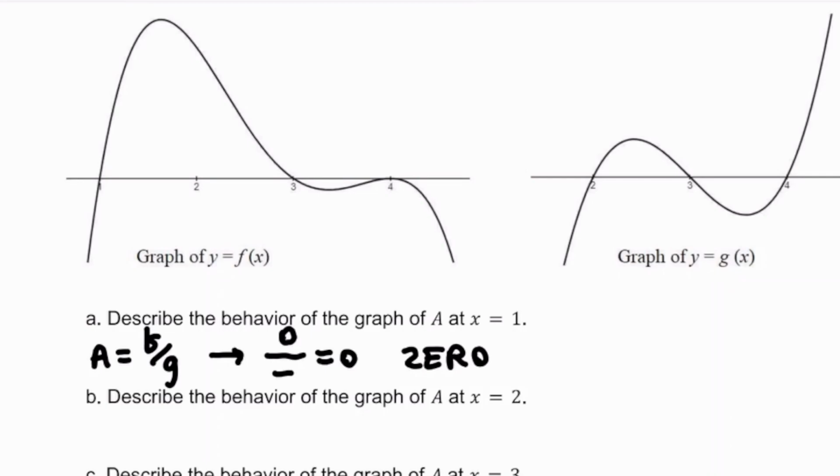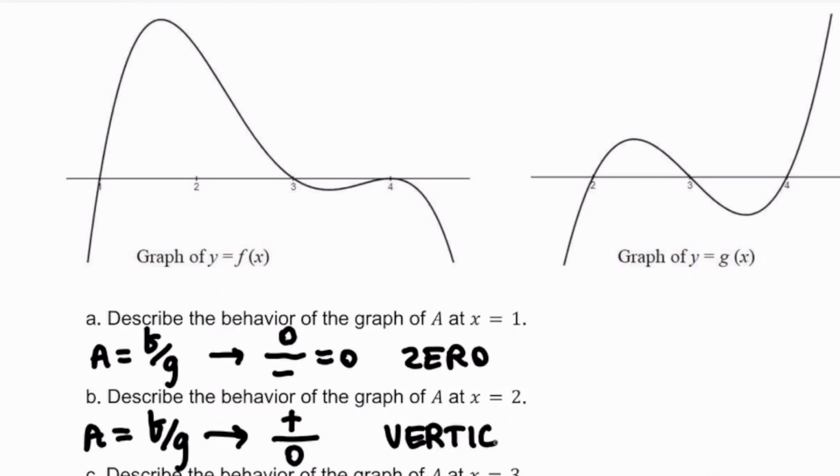Describe the behavior of the graph of a at x equals 2. So a is f divided by g. And at x equals 2, f is a positive number. So I'm looking at the graph right there. And so I've got positive divided by g of 2, which is equal to 0. And so if I've got a positive number divided by 0, that's going to be a vertical asymptote. A 0 of the denominator that's not also a 0 of the numerator.